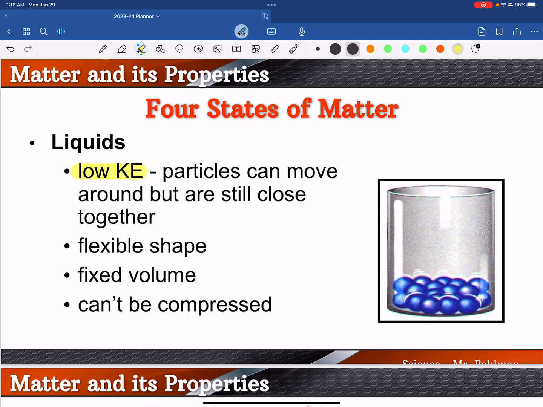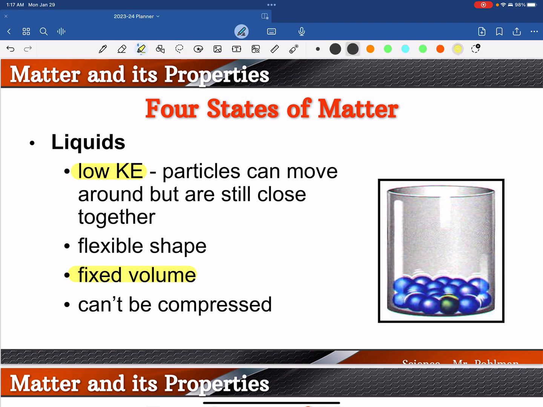okay? Now, they're going to have enough kinetic energy that the particles are going to move freely with respects to a specific volume. All right, so when I say that they move around, they will move around only with respects to the volume that it is. It is not going to fill the container. It doesn't do that. These particles will slide and move past one another as it sloshes around inside of the glass there. Okay.